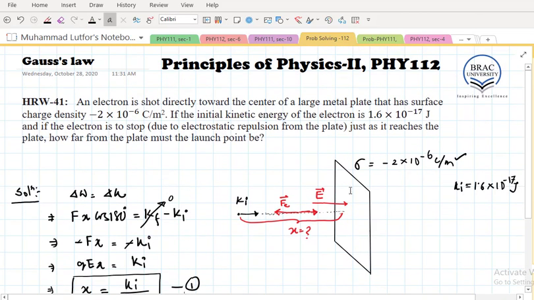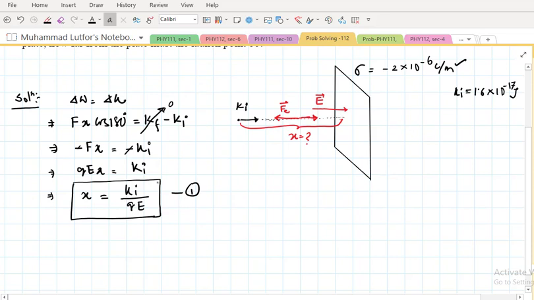Now to find that electric field, since it said that the metal plate has a surface charge density sigma, and we define surface charge density as charge per unit area, we have to find this. By definition, this is charge per unit area, which is the surface charge density.